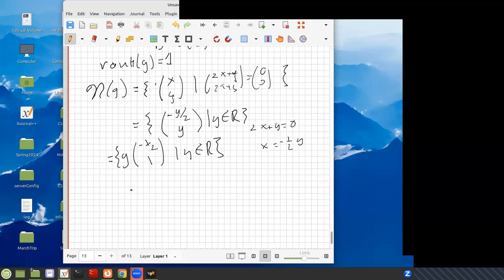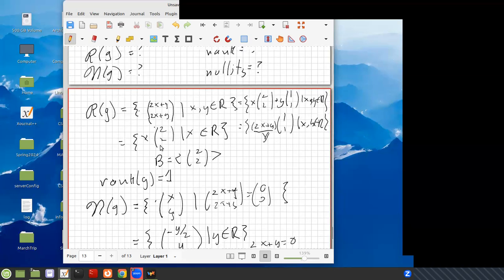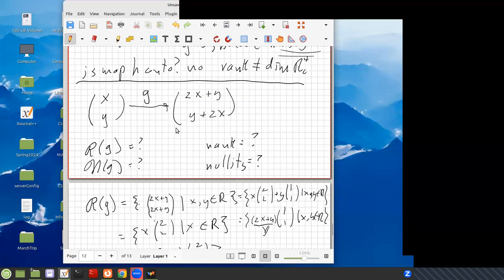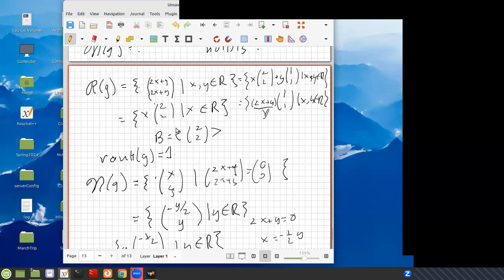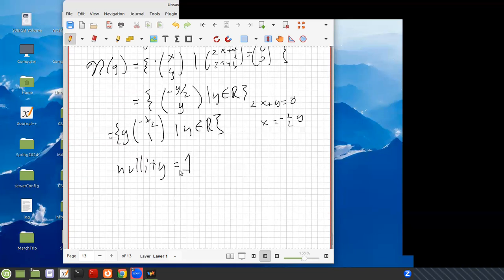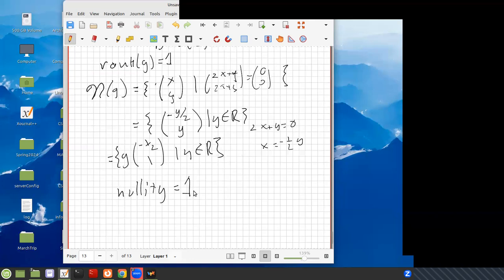Mm-hmm. So what's the nullity? The nullity is 1 because there's one vector. Right. And is this map 1-to-1? No, because the nullity is 1. Well, yes, the nullity is 1, not 0. Patrick?